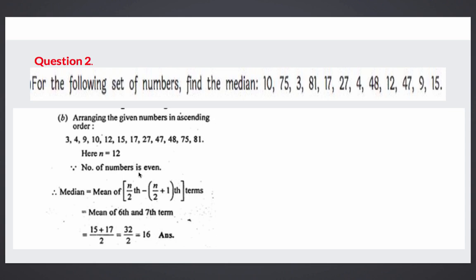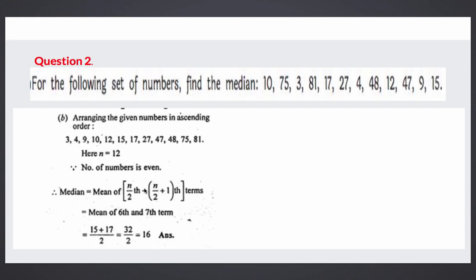Now the number of observations is even. Because the number of observations is even, the formula is, here it is plus. The median is the mean of the n by 2 term and the (n by 2 plus 1) term. 12 by 2, 6th observation. 6 plus 1, 7th observation. So what is the median? Median is the 6th observation plus the 7th observation upon 2.